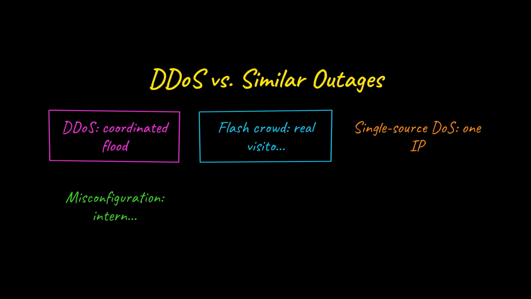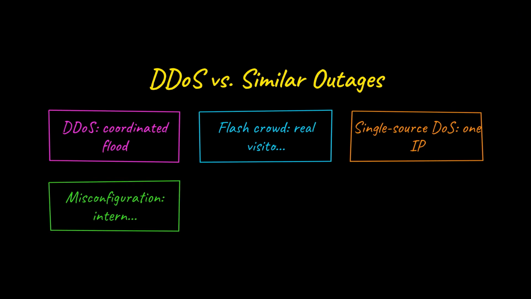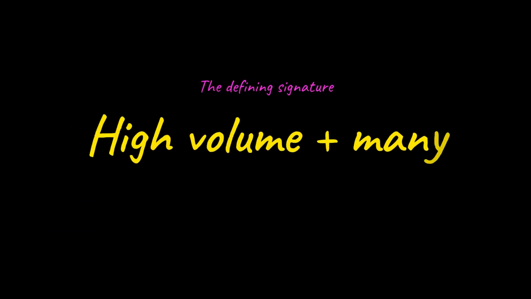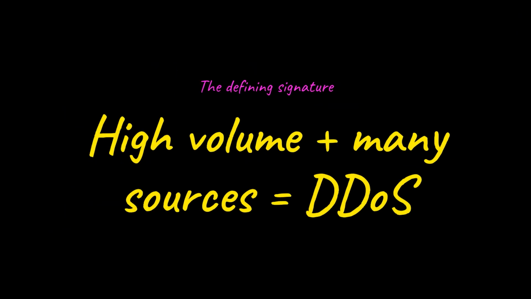A flash crowd shares the same symptoms but involves real visitors with no malicious intent. A single source attack comes from one address and is easy to block. A misconfiguration causes an outage with no external traffic at all. The clearest signal of a distributed attack is the combination of high traffic volume and a wide spread of source addresses showing no normal browsing behavior. When you see those two traits together, DDoS is the right framing.